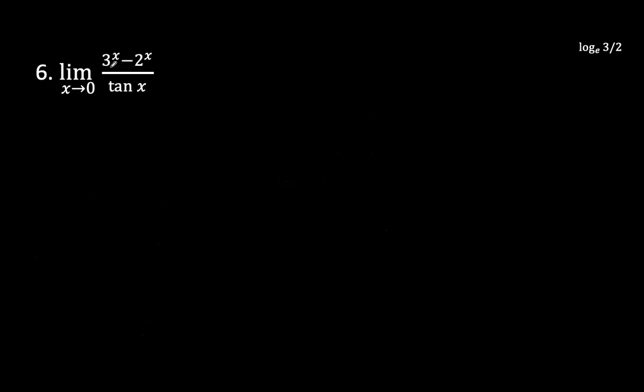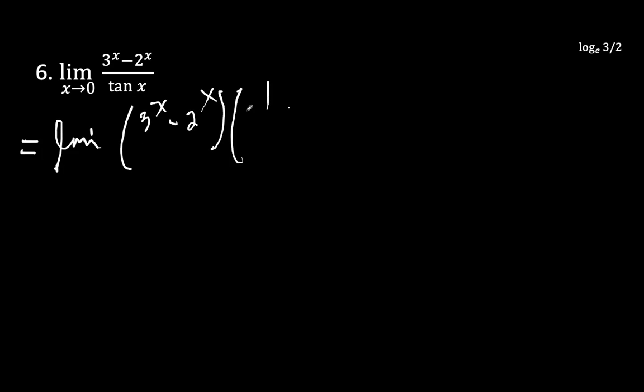We have 3 raised to x minus 2 raised to x all over tangent x as x approaches 0. Same thing, we're going to apply the theorem for limits of exponential functions. So we have the limit of, or we can rewrite this in this form: 3 raised to x minus 2 raised to x, times 1 over tangent x.